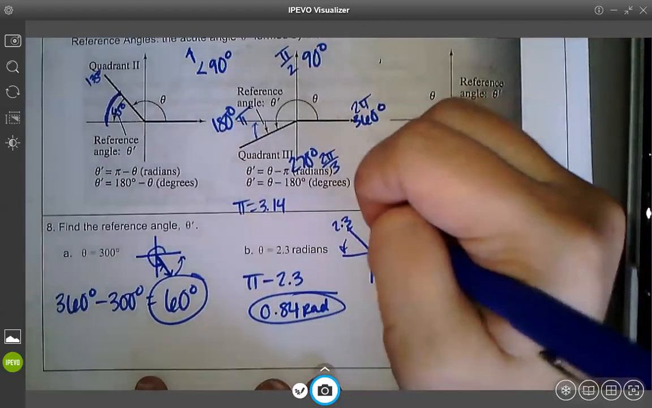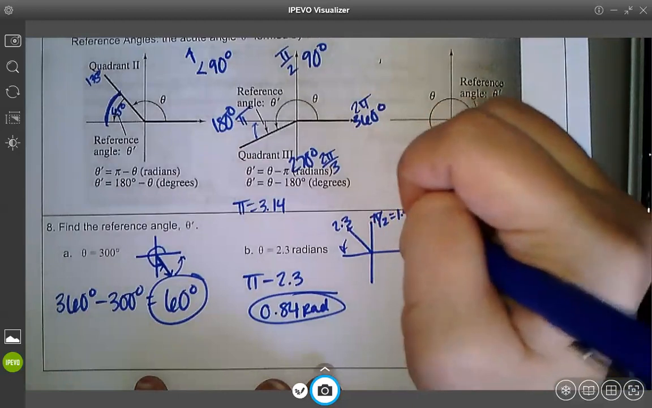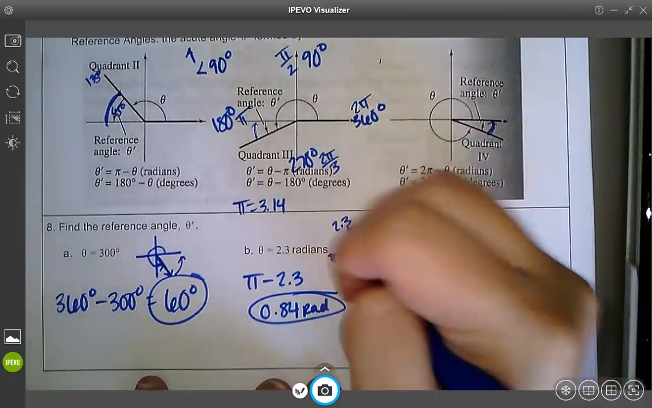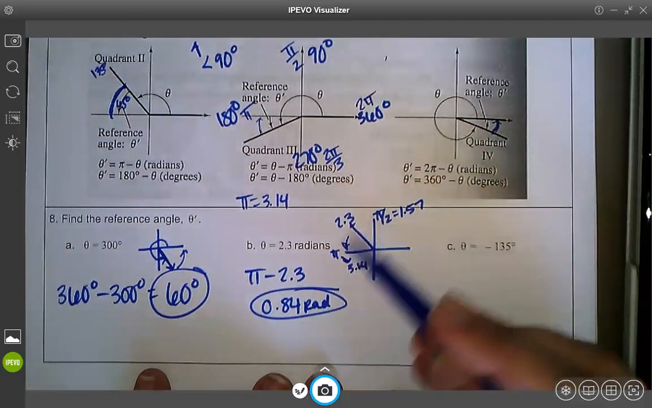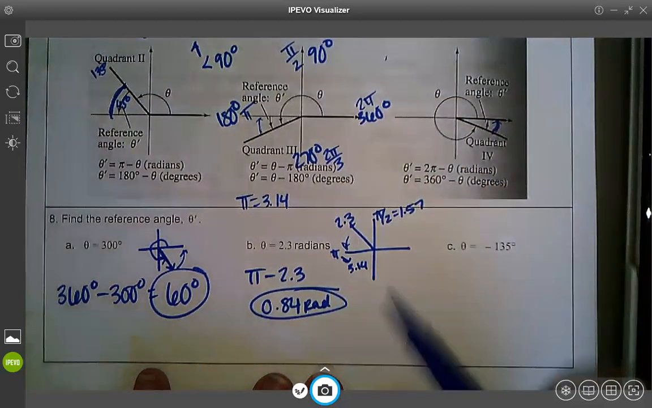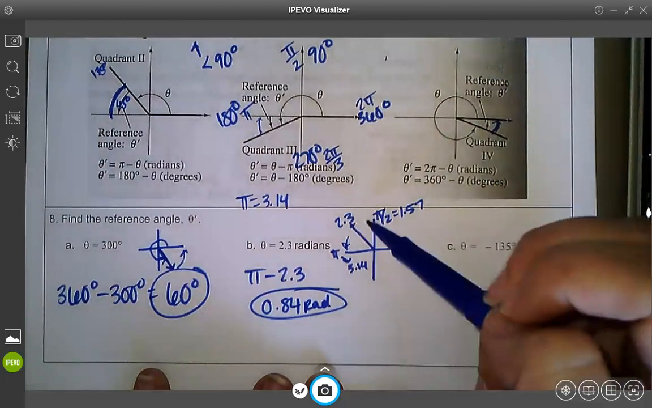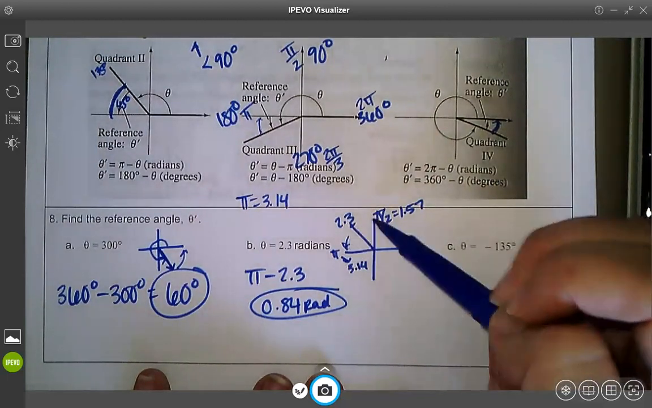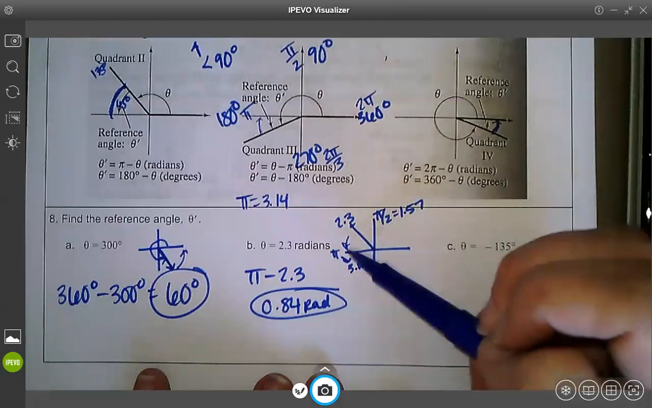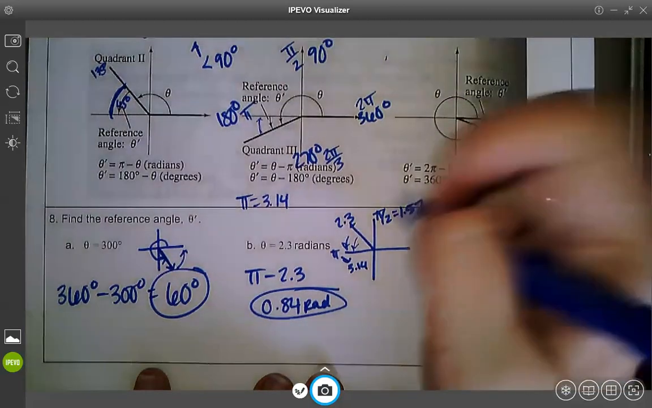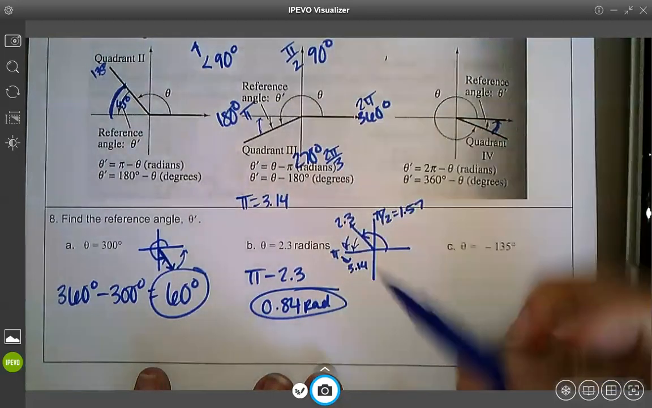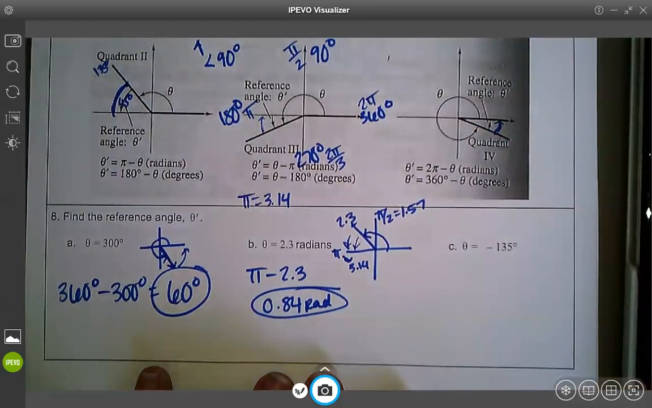So knowing that this is pi over 2, which is about 1.57, and this is pi, which is about 3.14, I know 2.3 has to fall between those two numbers. So it's somewhere in this quadrant, maybe not exactly accurate. And if it's in this quadrant, then the closest x-axis is this one. So this would be your original angle. Leave it at radians? Yeah, you can leave it in whatever it's in unless it says specifically, which I don't think it will.